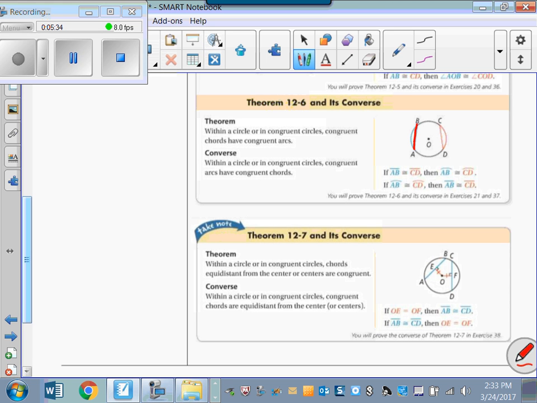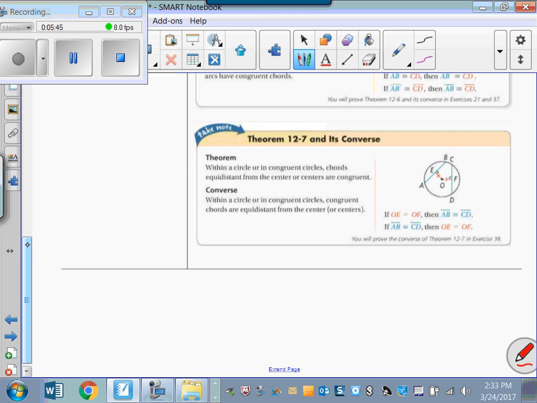If I know that BA is congruent to CD, then I also know that these two arcs would be congruent too, and the converse of that is also true.